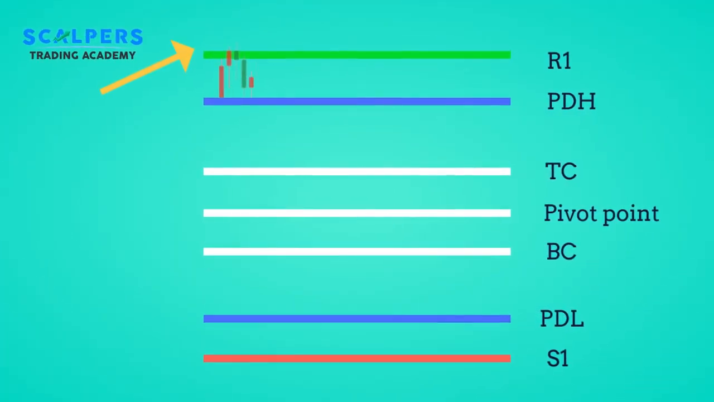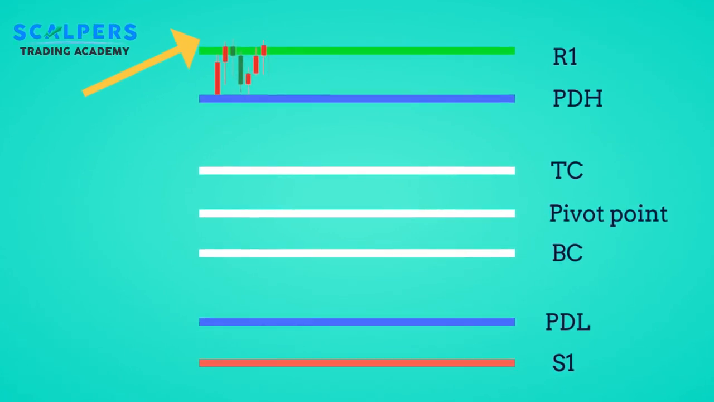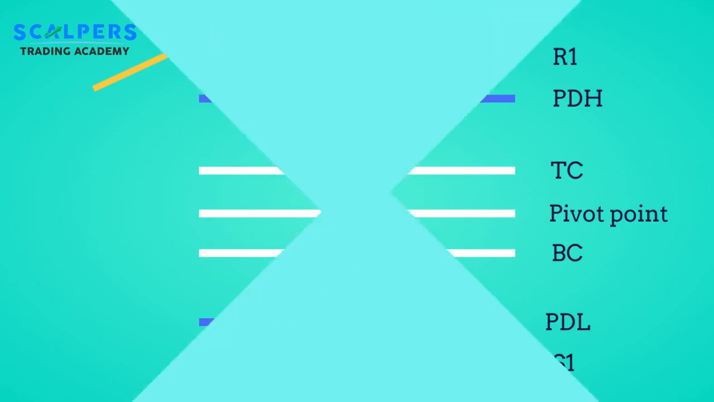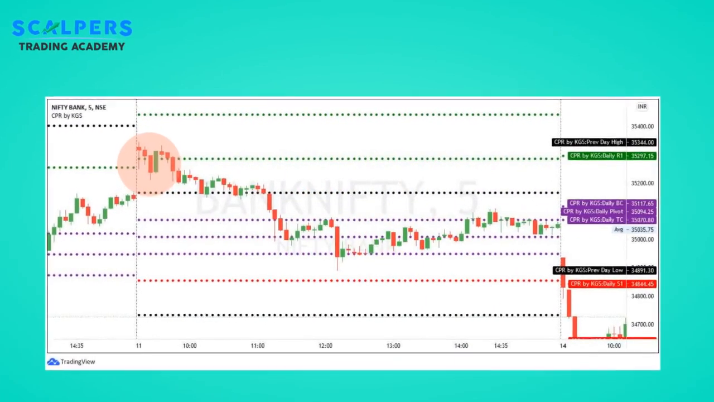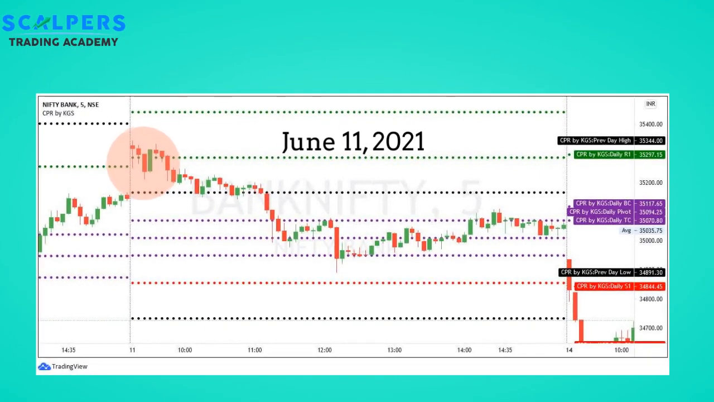If the opening first 3-5 minutes candles are around R1, or previous day high, with continuous red candles, there are highest chances for the candles to reverse and get attracted to that day CPR levels. For example, see here, on June 11th in Banknifty, the candles opened above previous day high and R1, and the candles rejected from R1, and immediately reached CPR.